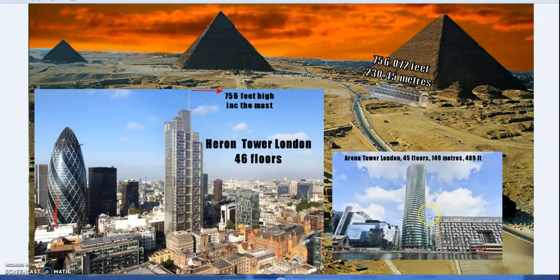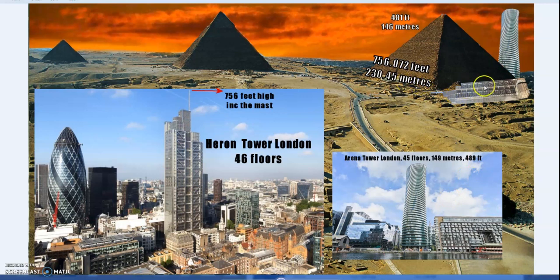This is Arena Tower in London. It's a residential building, so the height of the floors is lower, but it's 45 floors high, 149 metres or 485 feet high. Now, I've shifted that so we get a better perspective. So that's Heron Tower. That's Arena Tower. It's 8 feet higher than what the pyramid was before it lost a little bit off the top.